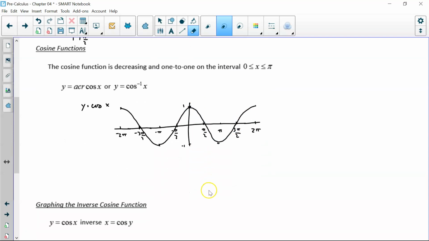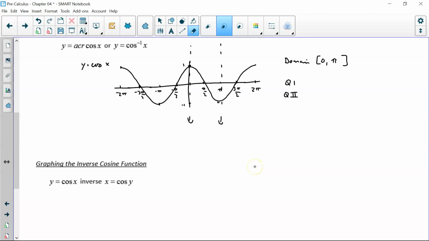Now, in order for us to be able to take the inverse, we need to restrict our domain. Here, cosine is going to be decreasing. We're going to go for our domain just from 0 to pi. So we're going to restrict ourselves in quadrant 1 and quadrant 2. Now, you can graph the inverse cosine on your own. I'm not that worried about graphing the inverse. You just switch the x and the y's.